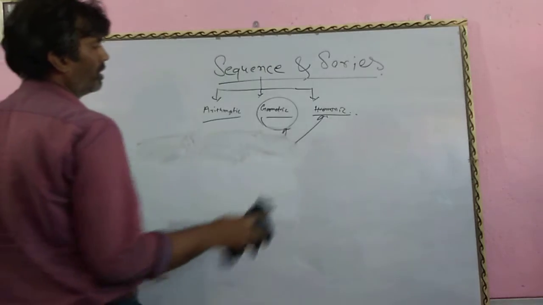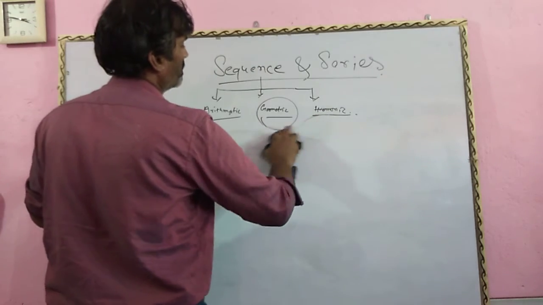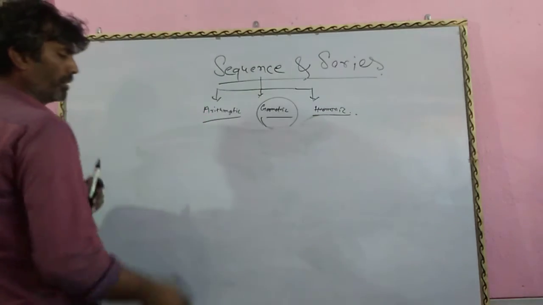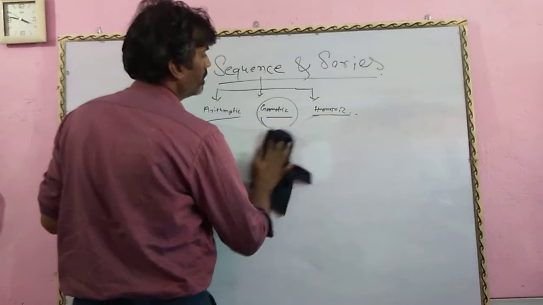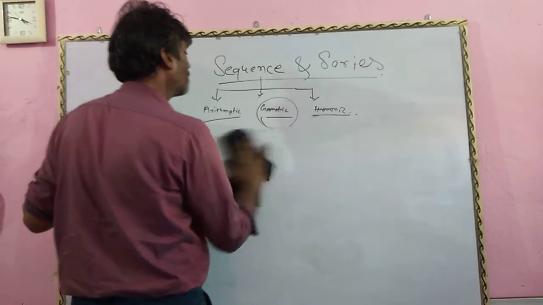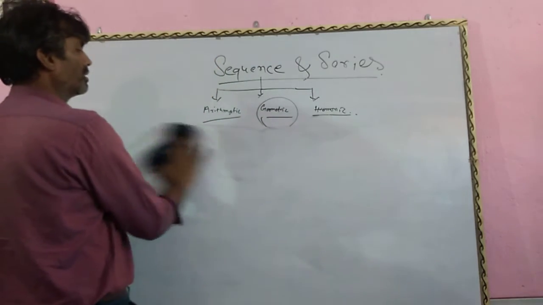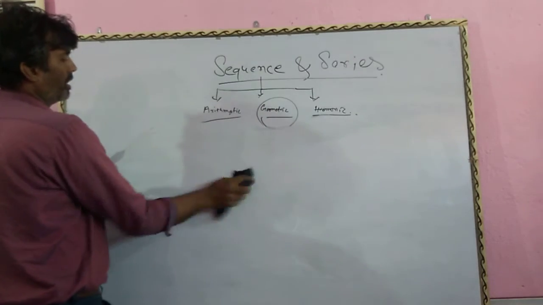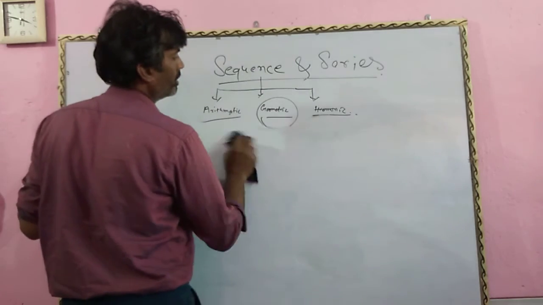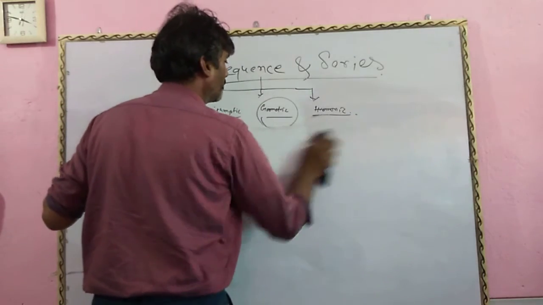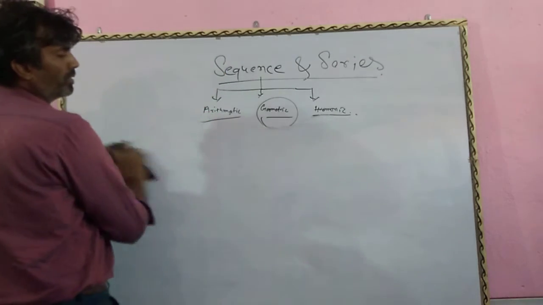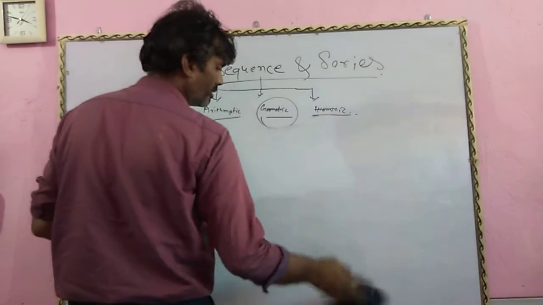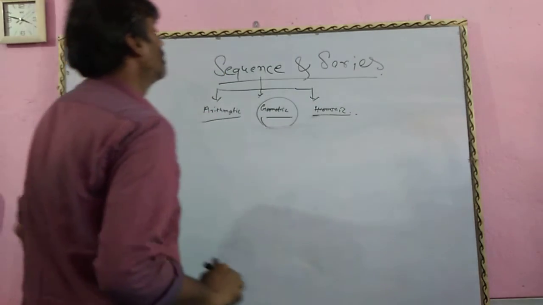And if some sequence is given, then you will be asked to find out the nth term, means any general term. How will you find that out? And what is the required information to find that out?